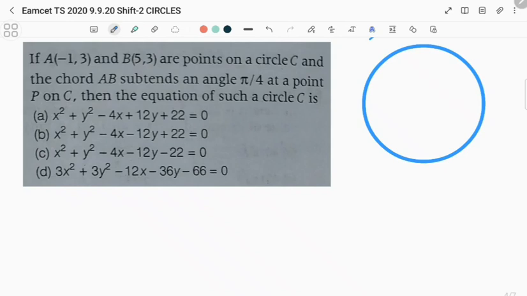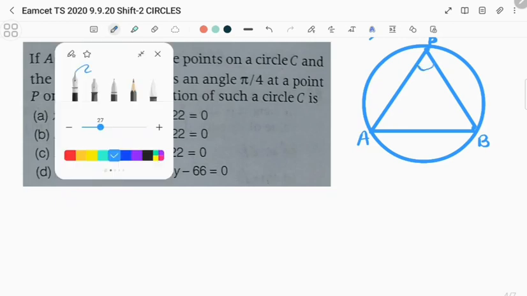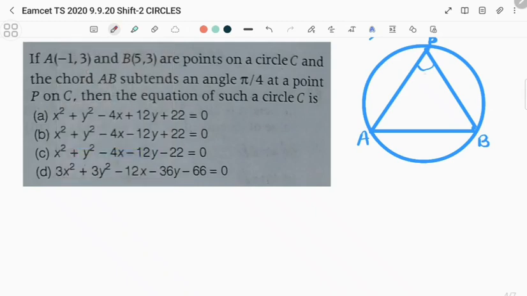This is the circle equation. Here is the position of a point P. This is A, this is B, the chord also I am drawing. This is the chord AB. So now here, how much is the angle given? Pi by 4 is given. This angle is pi by 4, that means 45. This is the center of the circle.